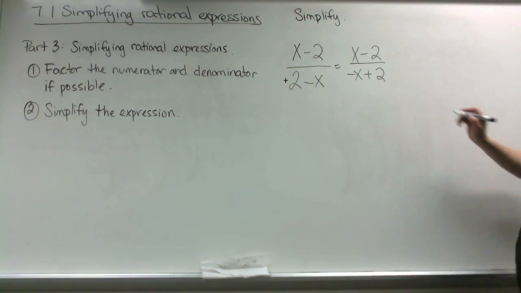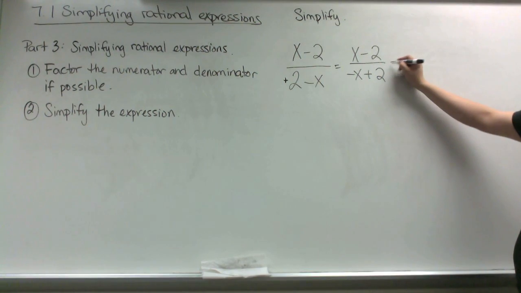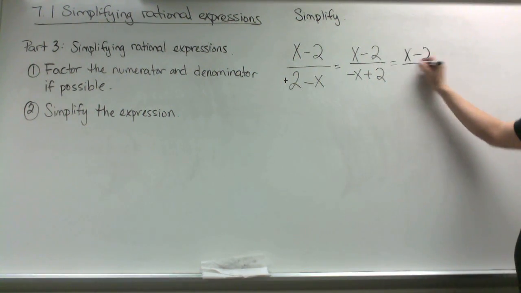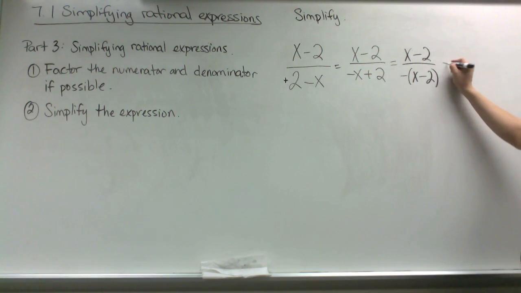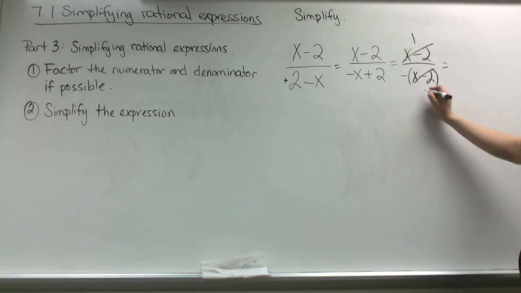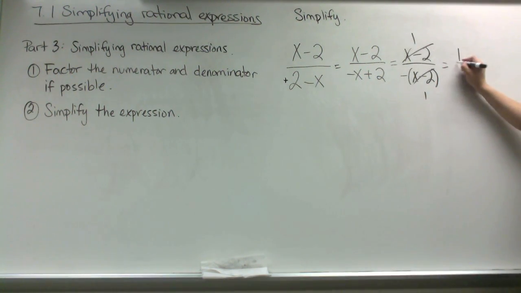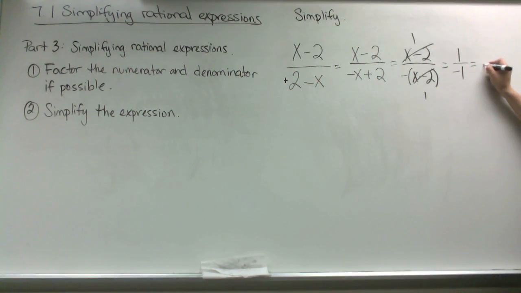So now what we're going to do is we're going to follow the steps that we have, and we're going to factor. We're going to factor out a negative 1 from the denominator. Then we're going to divide out the binomials, and I'm left with 1 over negative 1, which is equal to negative 1.